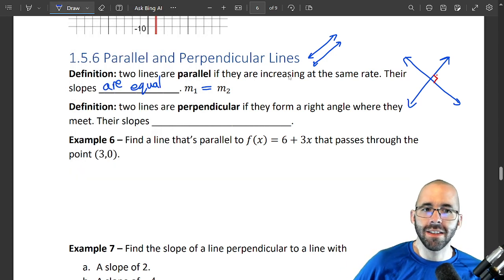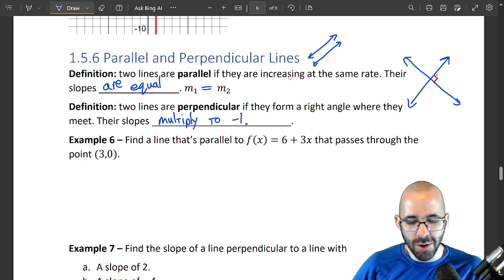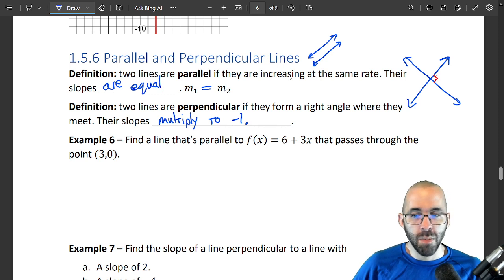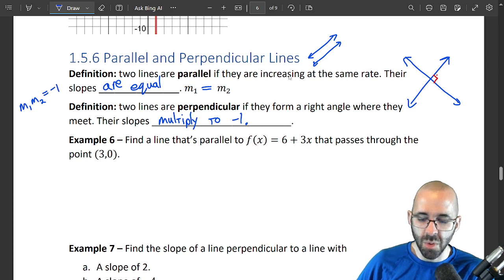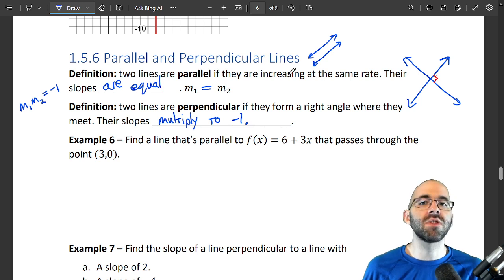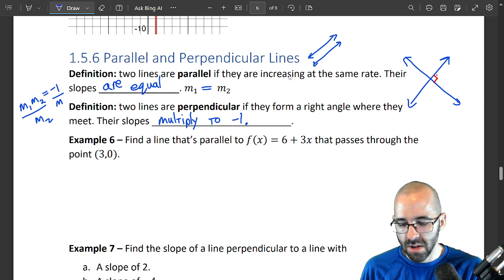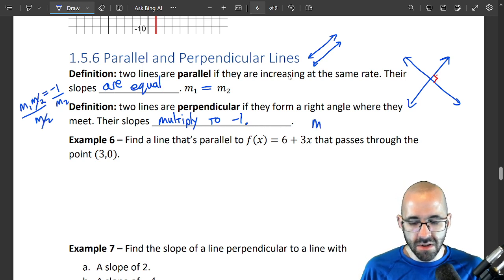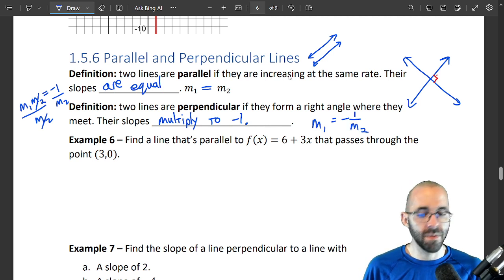This one's a little trickier, and the reason for why this is the case is a little bit more complicated. But their slopes multiply to -1, which is not super helpful for all of you. But if you do a little algebra, you don't have to write this part if you don't want to, but you can. They multiply to -1, so let's solve for one of them. We could divide both sides by M2. And then we get that the first slope is just -1 divided by the second slope.